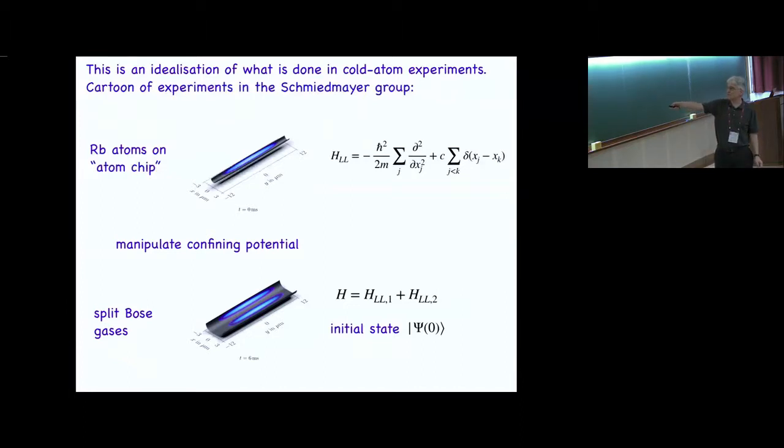The Hamiltonian that describes the time evolution now in these split Bose gases is just the sum of two Lieb-Liniger Hamiltonians. LL, I should have said, means Lieb-Liniger. This is a very famous model of many particle physics. It's also known as the delta function Bose gas or the nonlinear Schrödinger equation. It's an exactly solvable model, and it was solved by Lieb and Liniger in the 1960s. So after splitting, the dynamics is given by a Hamiltonian which is just the direct sum of two Lieb-Liniger Hamiltonians. Through the splitting procedure, you initialize the system in some initial state. Let me not try to discuss what that initial state is. That's a difficult question. You have to determine what this state is through measurements.